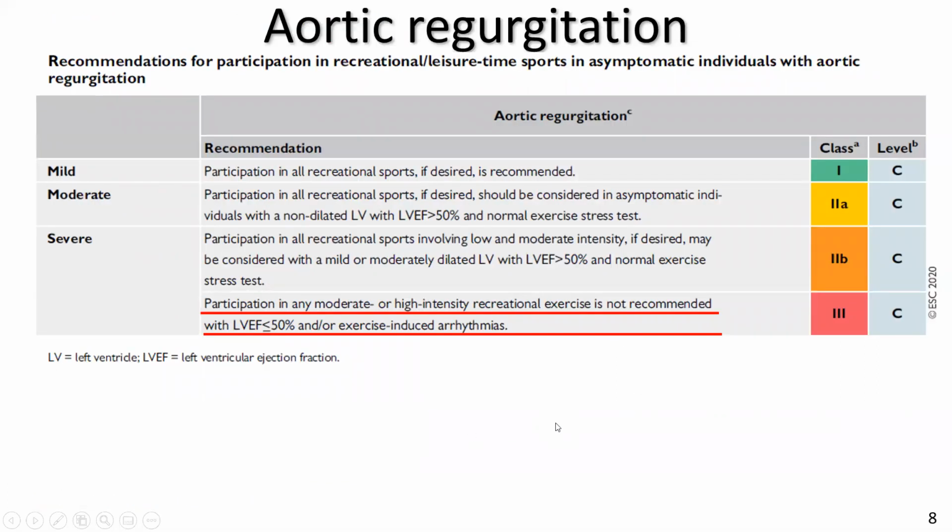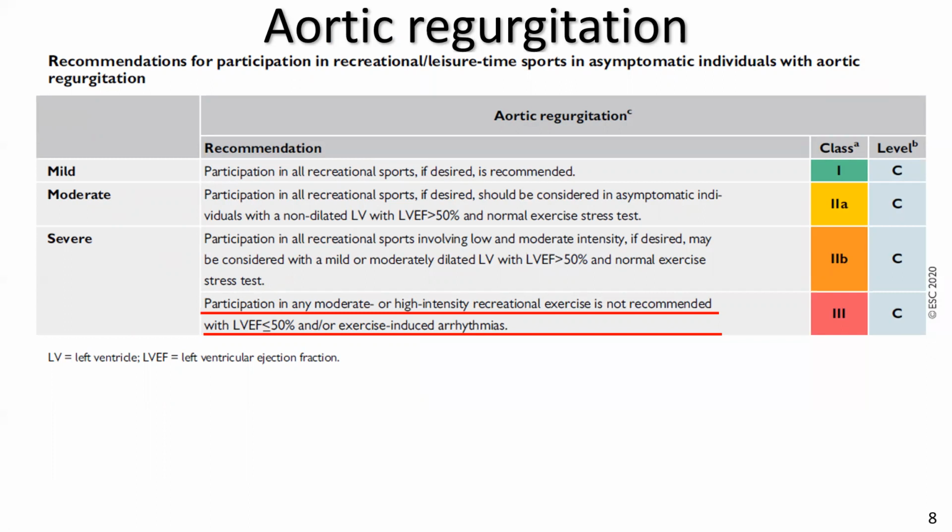Now, coming to aortic regurgitation now, I'm not going to really cover mild and moderate disease. You can read those there. But for severe disease, now this is where the aortic valve leaks during diastole back into the left ventricle. Now, that can then cause a dilated left ventricle. So participation in all recreational sports involving low and moderate intensity, if desired, may be considered with a mild or moderately dilated left ventricle.